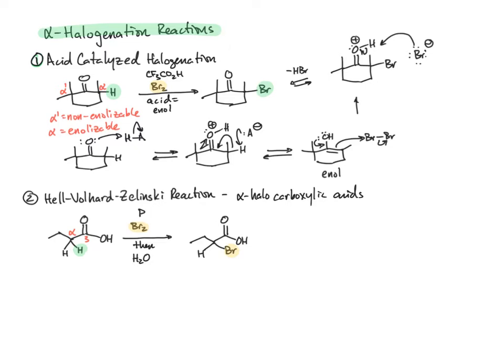We know that bromine is a good leaving group. So we can take this molecule, treat with an excess of ammonia. That's going to allow us to synthesize an alpha amino acid.